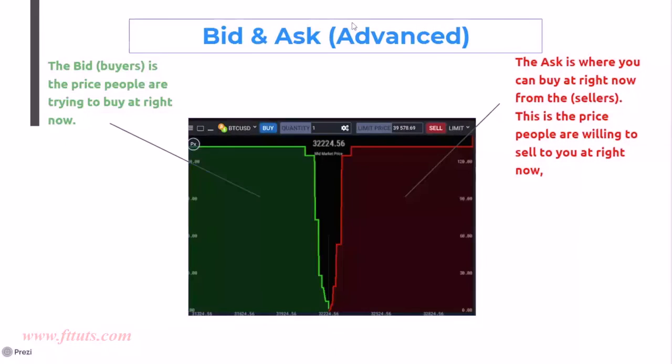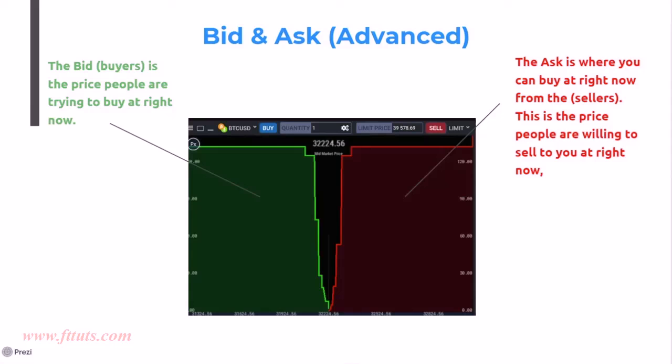So here's a visual representation of the bid and ask. This is something I'll get into a little more in the course when we start talking about how to actually get into trades. I think I'm going to cover this a little bit later. So this is a more advanced explanation of the bid and the ask.